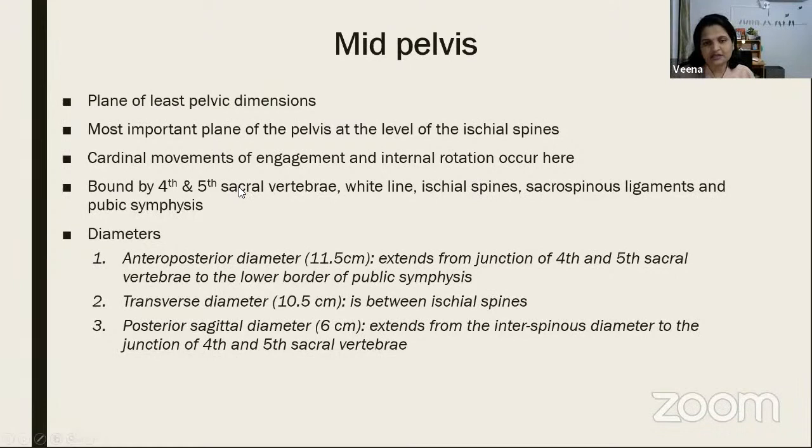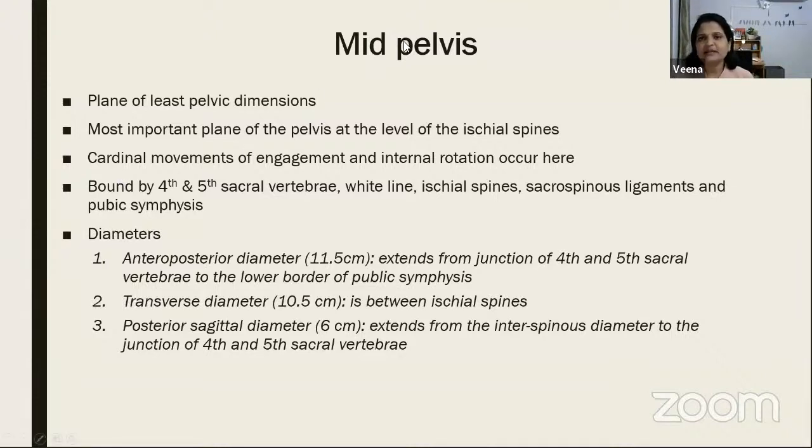Again, in exam, they can ask you what all happens at the level of the ischial spine. We assess station of the presenting part using the ischial spine. The internal rotation occurs at the ischial spine. Pudendal block is given keeping the ischial spine as a landmark. So these few things you prepare the answer and keep ready, because suddenly it will become difficult to remember, compile and organize your answer and tell it in exam. So few questions like this you have to have the answers ready.